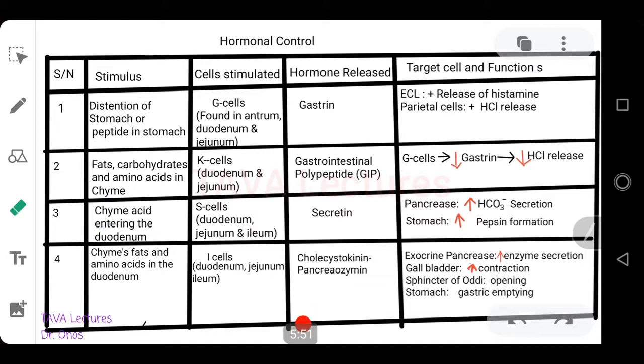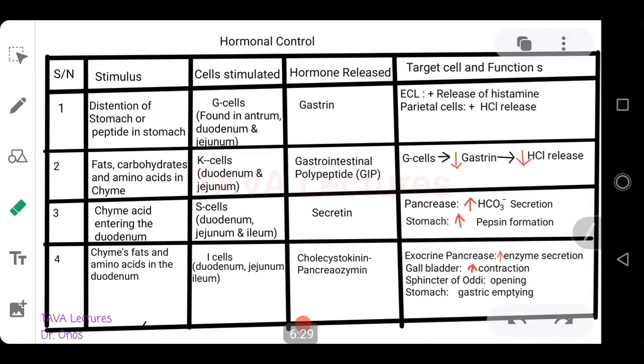Now, the third stimulus is chyme, the acid part of chyme entering into the duodenum. Some cells tend to respond to the acidity of chyme, and those are called S cells. S cells are present in the duodenum, the jejunum, and the ileum. They bring out secretin, and secretin goes to the pancreas and tells the pancreas it's as if acid is in the duodenum. Bring out a buffer, that's bicarbonate. Let us get this buffer to buffer the acid inside the small intestine, since the small intestine wasn't made to accommodate such acidic content. So the pancreas releases bicarbonate to neutralize the acid present in chyme.